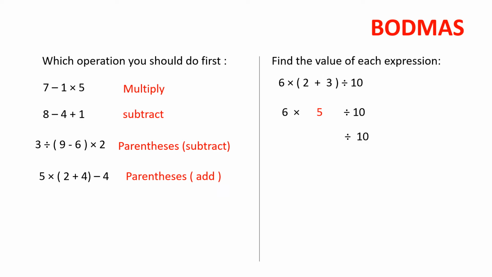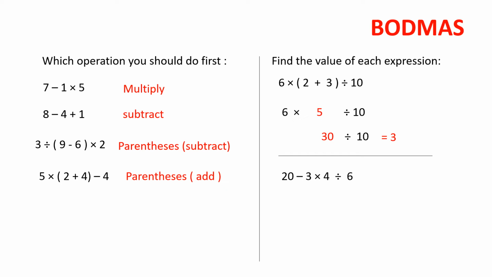So divide by 10, keep it, and 6 times 5, of course, is going to be 30. Then 30 divided by 10 now equals 3. So the value of that expression is going to be 3. One more example, one more question. If I want to evaluate, if I want to find the value of this expression, which is 20 minus 3 times 4 divided by 6.